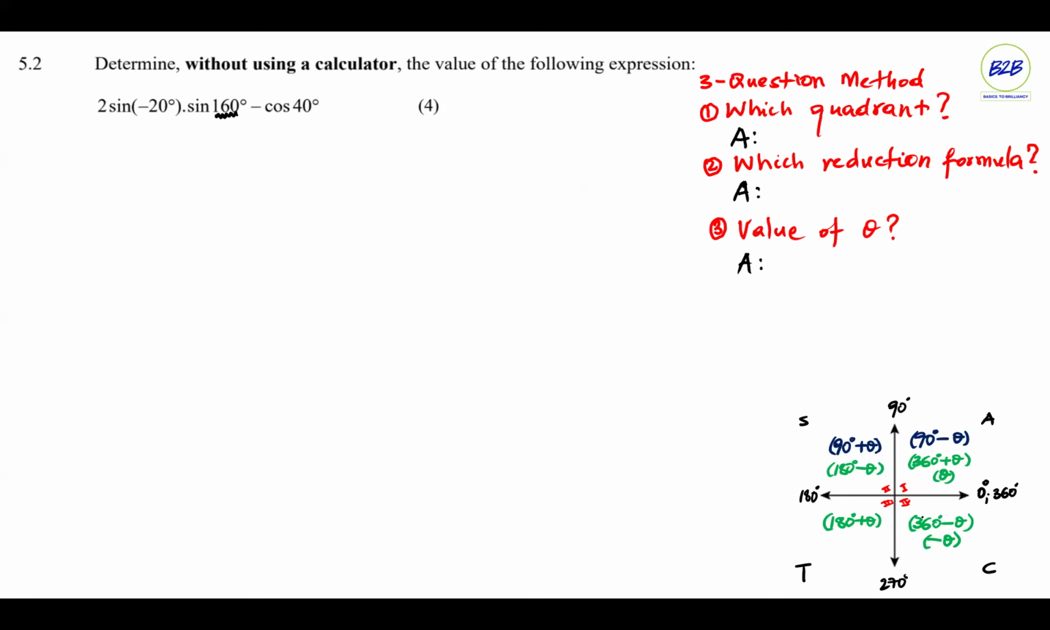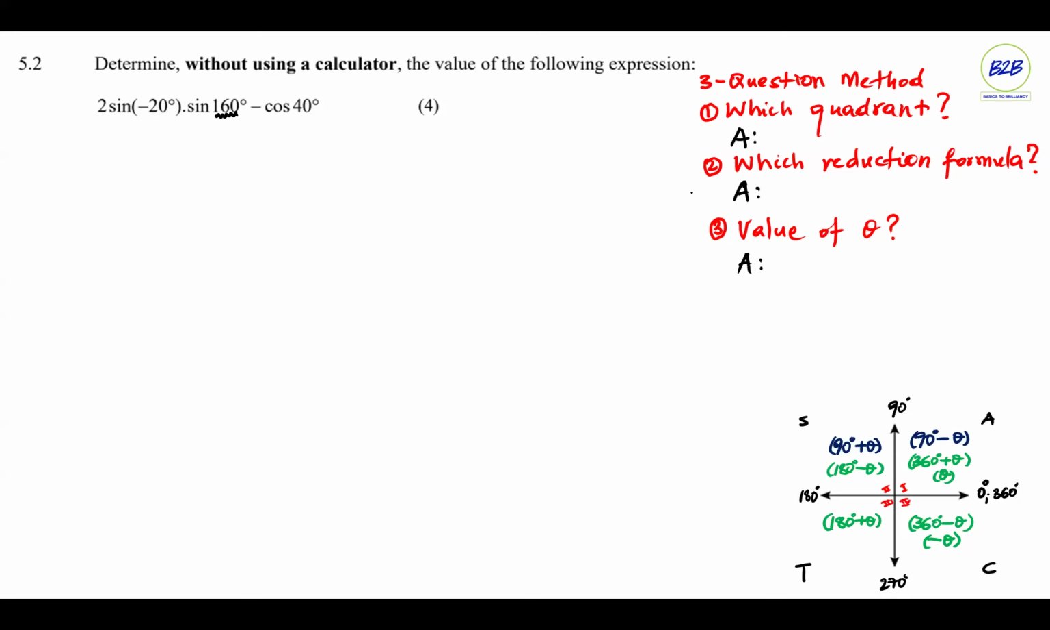So that is answering the question of what to use. We want to reduce 160 degrees. What are we going to use? We're going to use the reduction formula. Then there is another question of how to use this reduction formula. Then the answer for that is the three-question method.